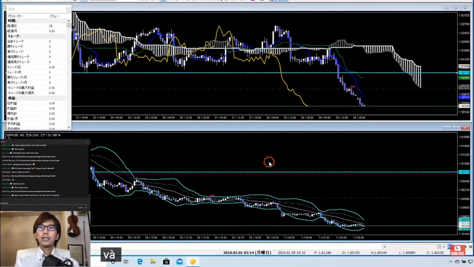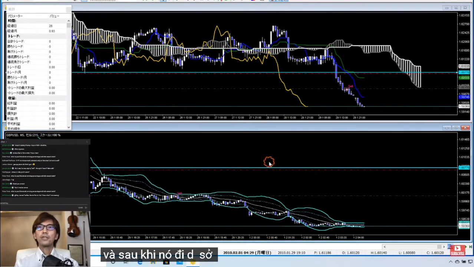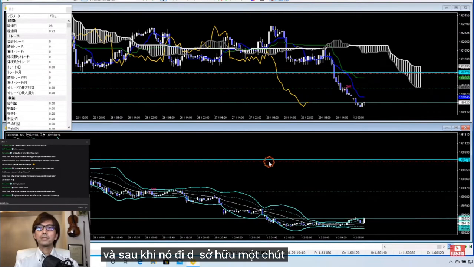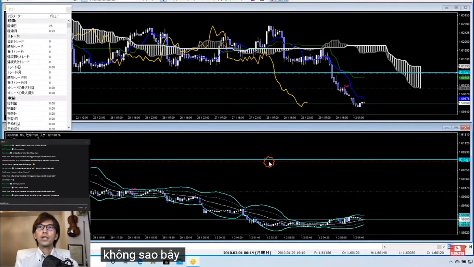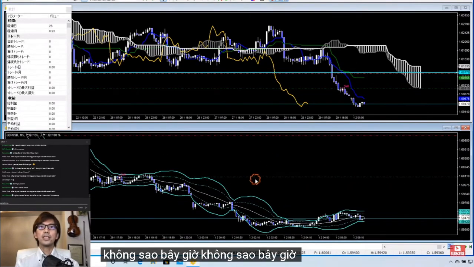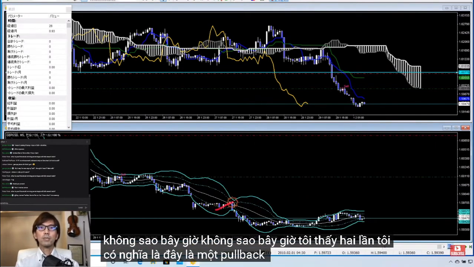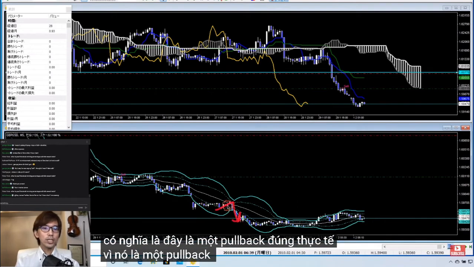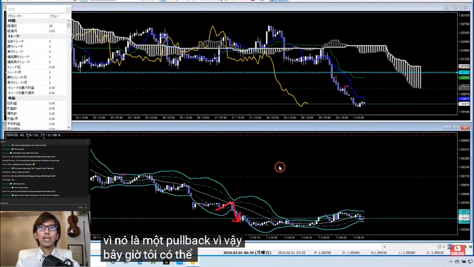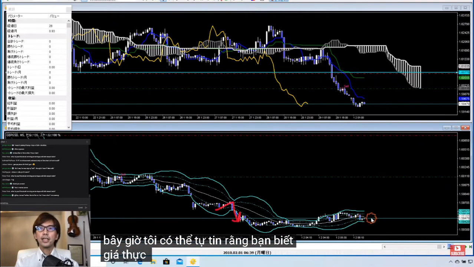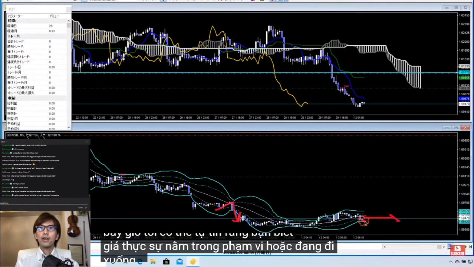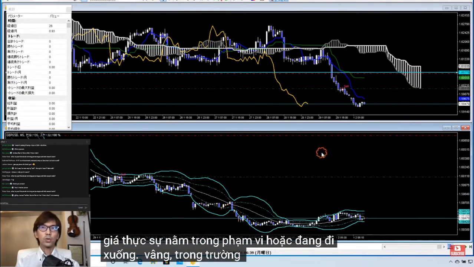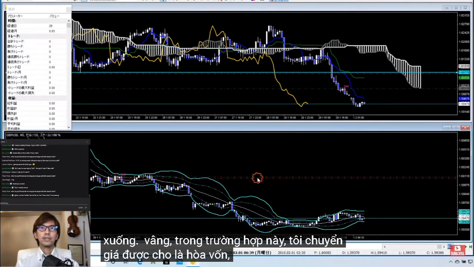And after it's going down a little bit, okay, now I see this was a pullback, right? Actually, as a result, this was a pullback. So now I can be confident that the price is actually in the range or going downwards. So in this case, I moved the stop loss to break even.